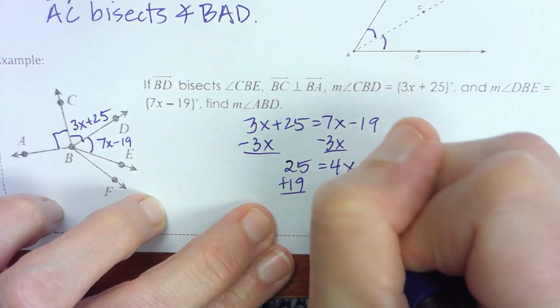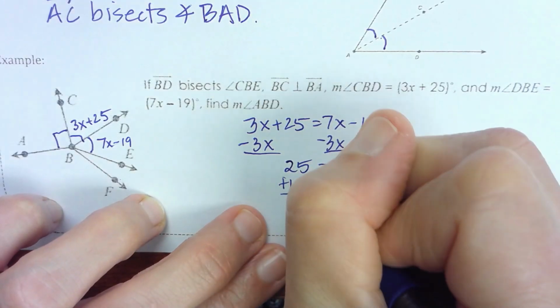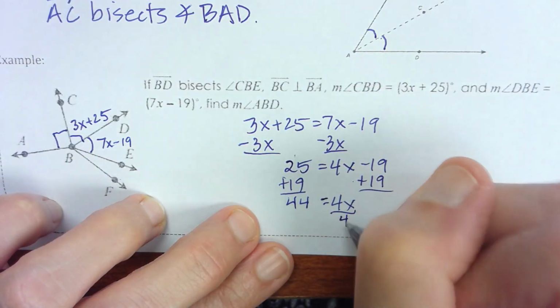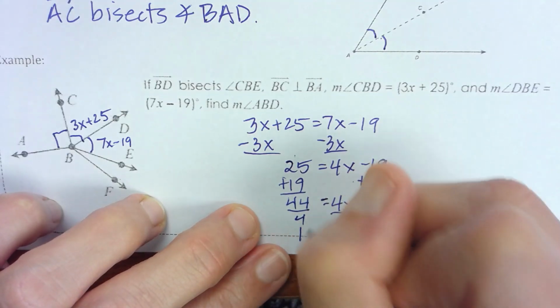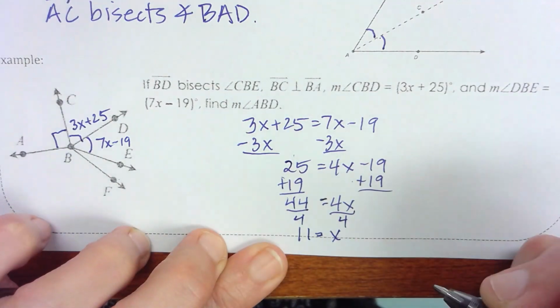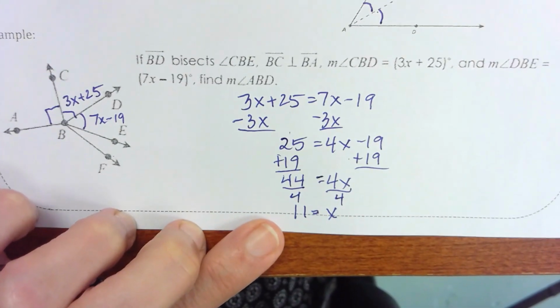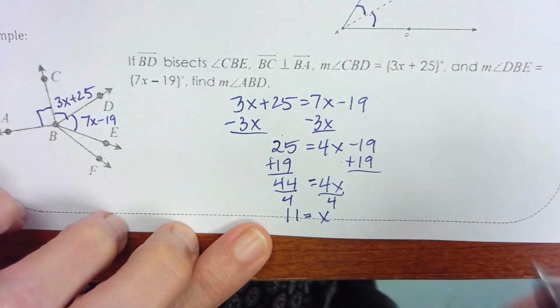So let's see, 4x is 44. Okay, that's easy. I was worried. 11 equals x. Okay, and again, we're not done yet because it says to find the measure of angle ABD.